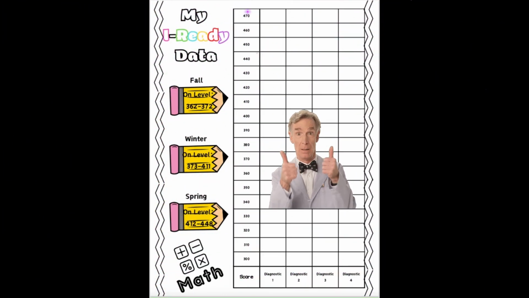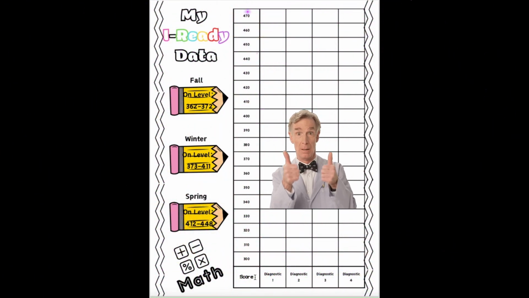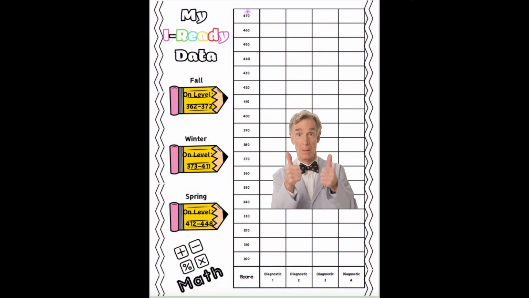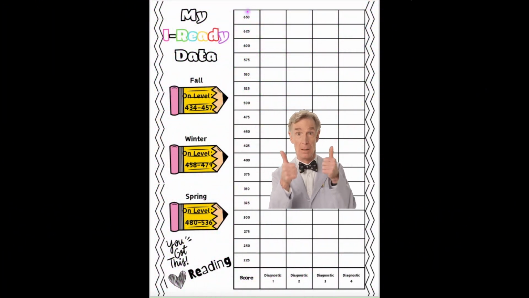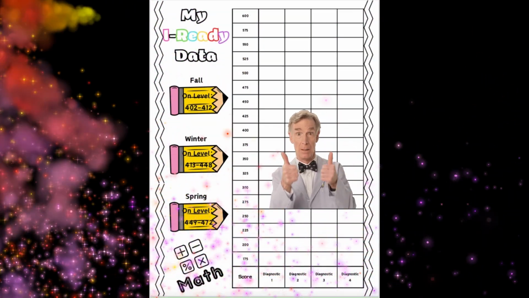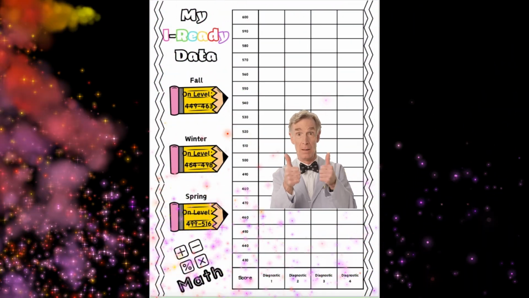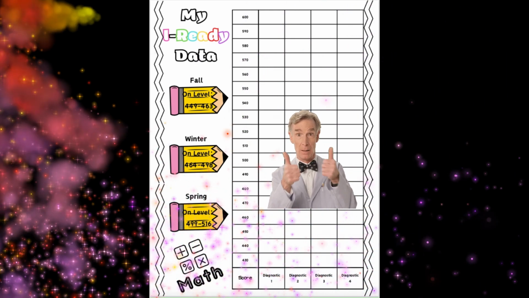Then I have math for kindergarten. The numbers change here, and where the score is. The range is different based on the scores that they should have for kindergarten. Then I have first grade, same thing. Math, second grade, same thing. And third grade. So this has been a pretty hot product on Teachers Pay Teachers.